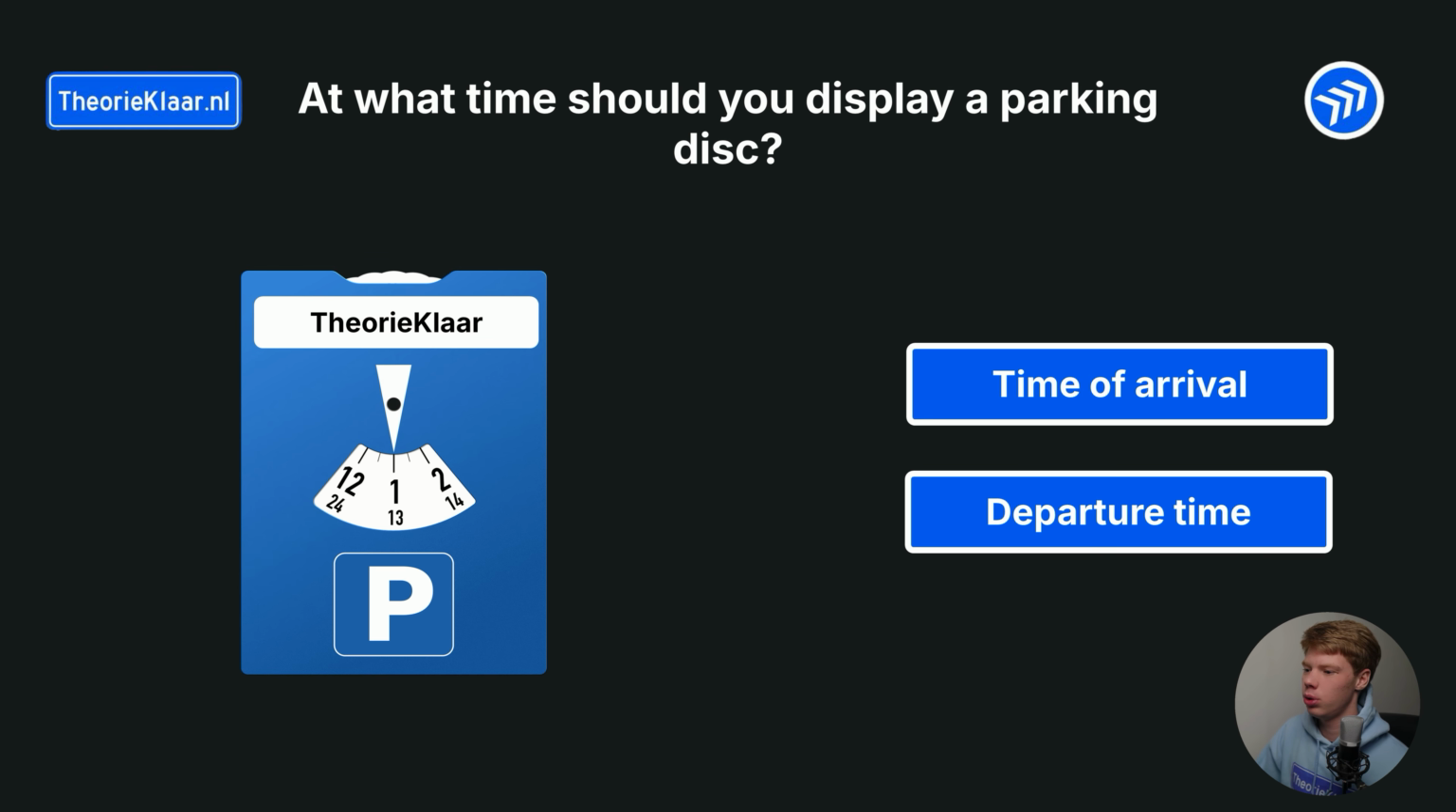At what time should you display a parking disc? Is that the time of arrival or the departure time? Then the right answer is at the time of arrival. You must set your parking disc to the time of arrival. So, if you drive at 3:20 p.m. to park, then you set your parking disc to 3:20 p.m. because that is your starting time.